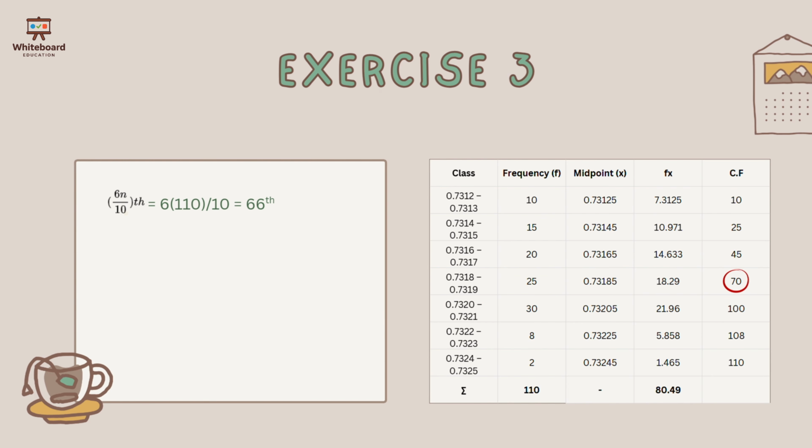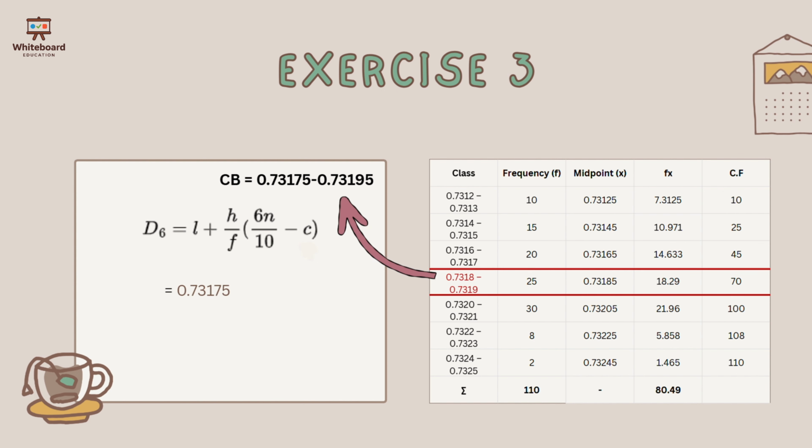Now, for 6th decile, we find the 6n over 10th observation to locate the decile class. That is the 66th observation. Thus where the cumulative frequency is 70 is our 6th decile class, as the 66th observation also lies in this class. Okay, so we find the class boundary by subtracting 0.00005 from the lower class limit and adding that to the upper limit. So we get 0.73175 to 0.73195 as the class boundary.